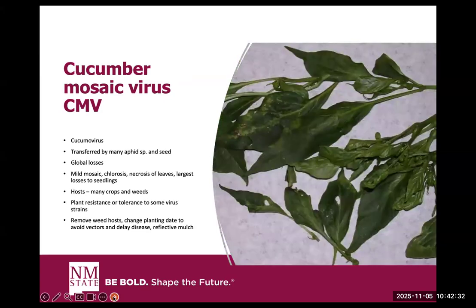Cucumber mosaic virus is also transmitted non-persistently by many aphids. It's transferred by many different types of aphids and also through seed. It causes a mild mosaic chlorosis of leaves. The largest losses will be to seedlings.